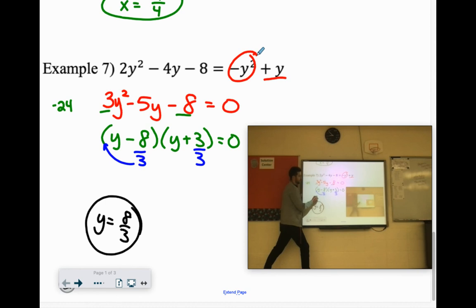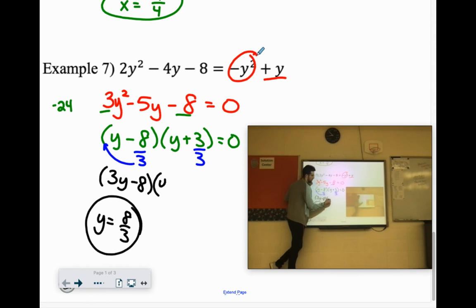Right, so there's one. We'll write it in proper factored form too. 3y minus 8. And then here, 3 over 3 is 1. So y plus 1, which means our other y would equal negative 1.